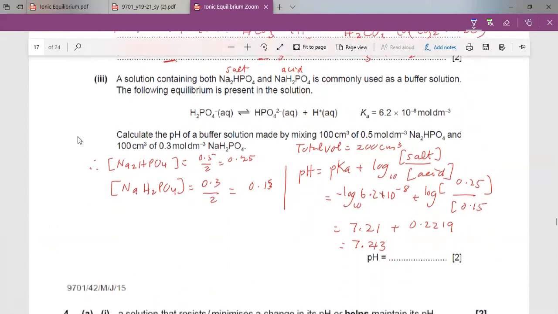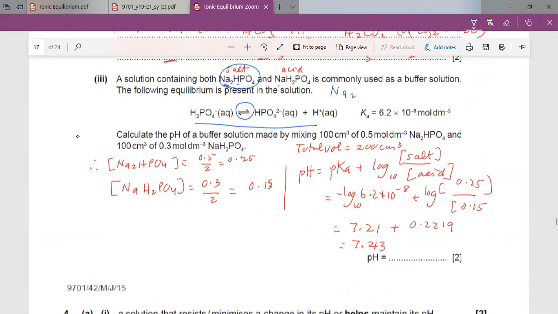A solution containing disodium hydrogen phosphate and sodium dihydrogen phosphate is commonly used as a buffer solution. Once you know that the one H here must be salt and the two H here must be acid. So they give you only one equation. Normally it's two. Of course, there's one more, which they didn't give you, which doesn't matter.